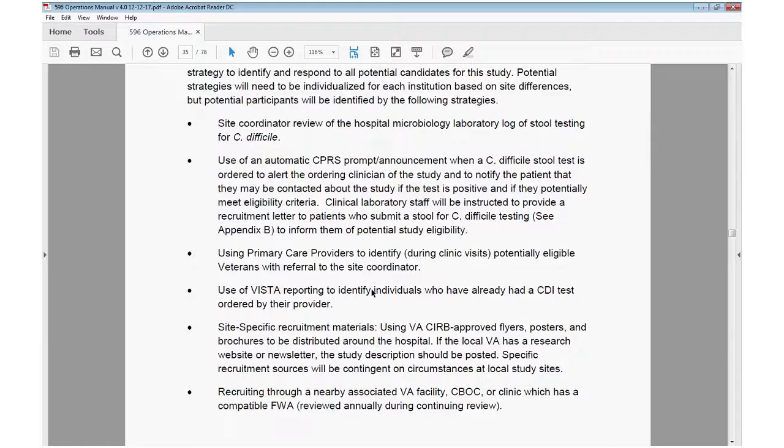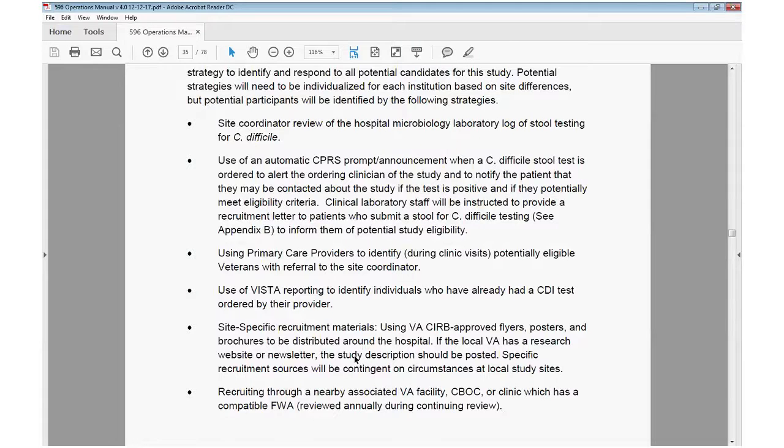Clinical laboratory staff will be instructed to provide a recruitment letter to participants who submit a stool for C. diff testing. Using primary care providers to identify potential eligible veterans during clinic visits, with referrals to site coordinators. Use of VISTA reporting to identify individuals who have already had a CDI test ordered by the provider. Site-specific recruitment materials using VA CIRB approved flyers, posters, and brochures will be distributed around the hospital. If the local VA has a research website or newsletter, the study description should be posted.